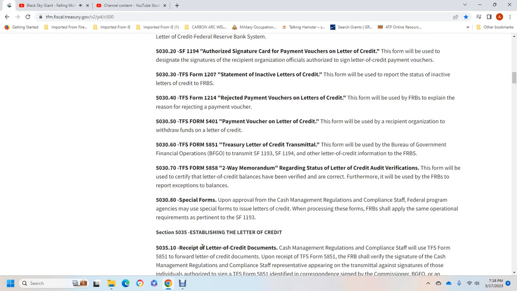503080, special forms upon approval of the cash management regulation compliance staff. Federal Program Agency may use special forms to issue letter of credit. When processing these forms, Federal Reserve Banks shall apply the same operational requirement as standard form 1193.